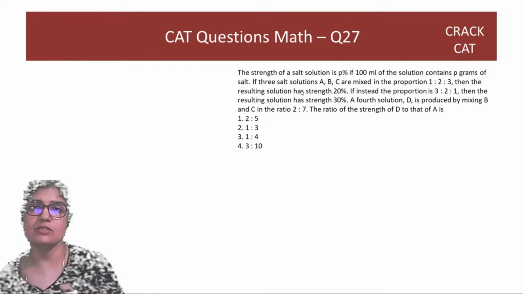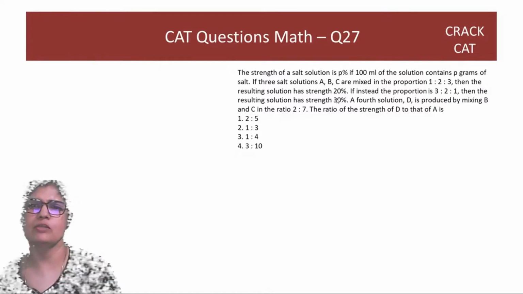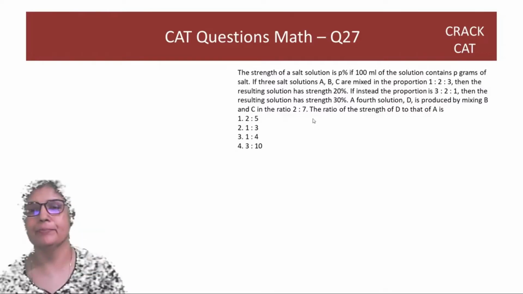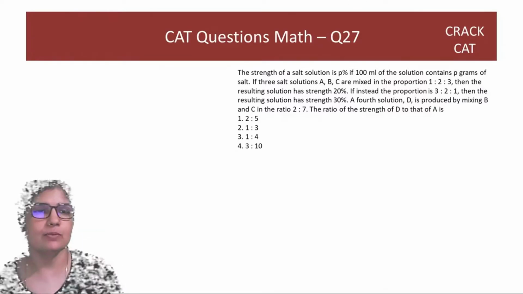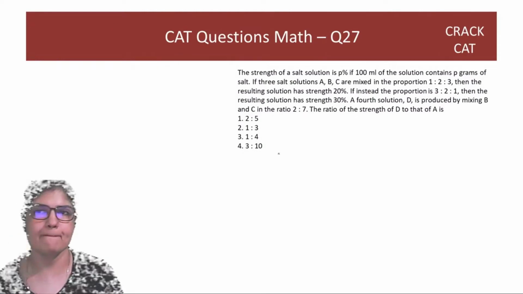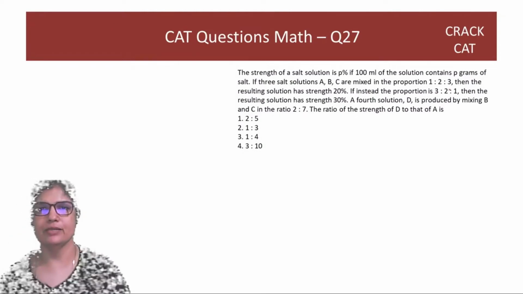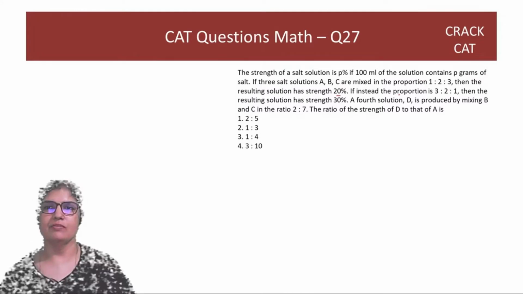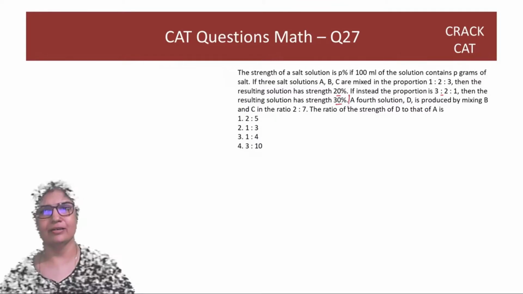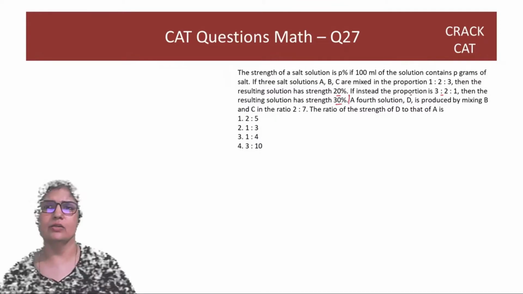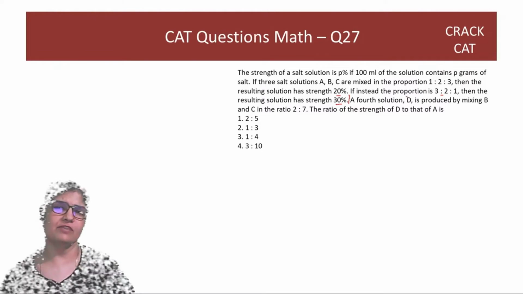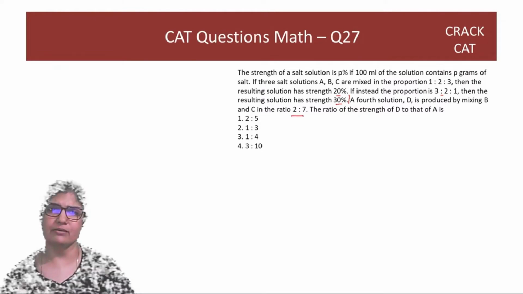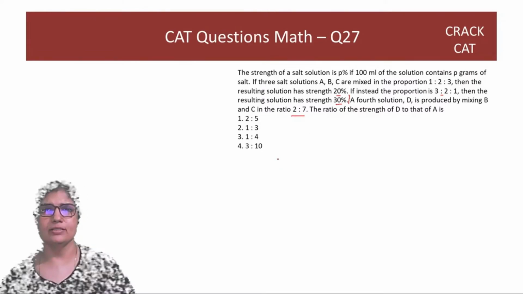The strength of a salt solution is P%, so the normal percentage. Okay. They are mixed in this proportion 1:2:3, then the resulting solution has strength 20%. If instead in this proportion, then 30%. So generally a unique answer will not come, right? Because there are two equations, 3 variables. So there must be some trick. So let us see what this means.